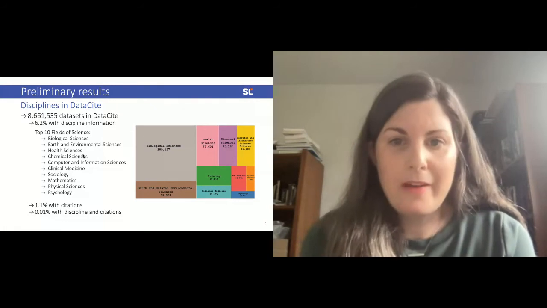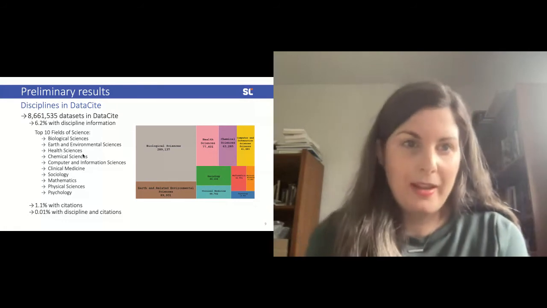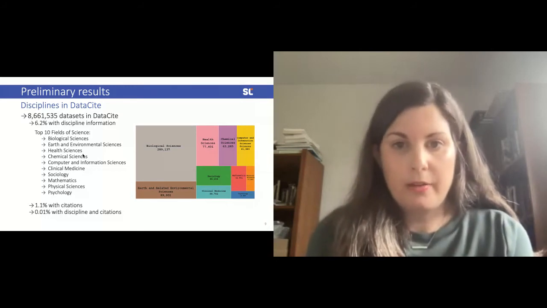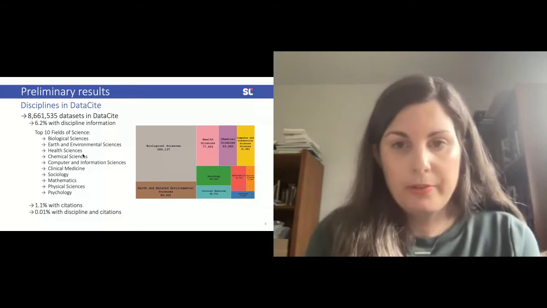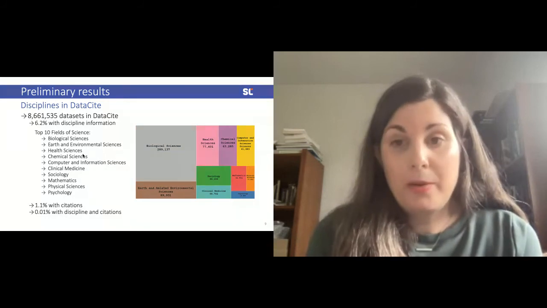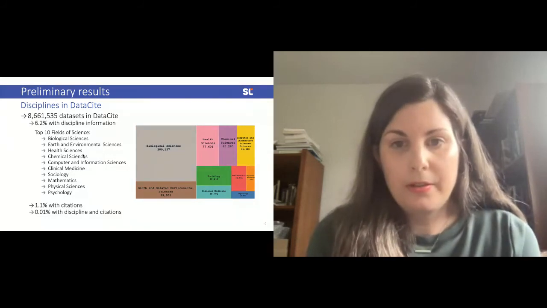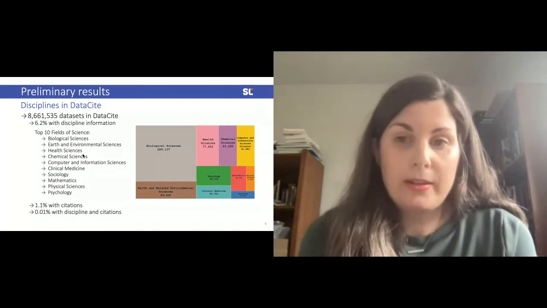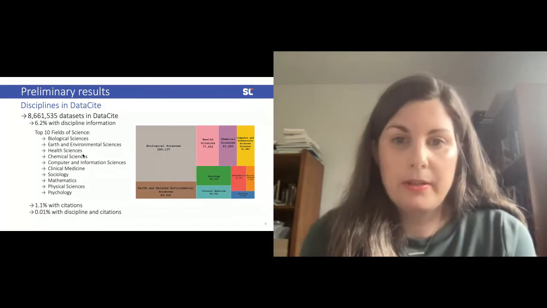But again, this is not very meaningful because we're missing discipline information for the majority of the data sets, which is why we can't really say much about metrics, where we think it's essential to have discipline information.